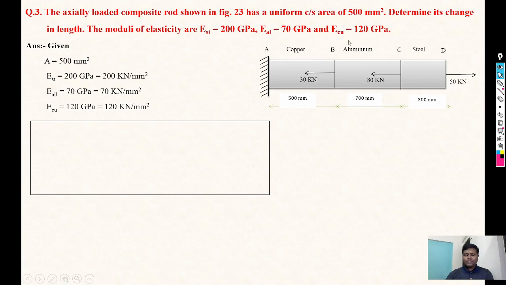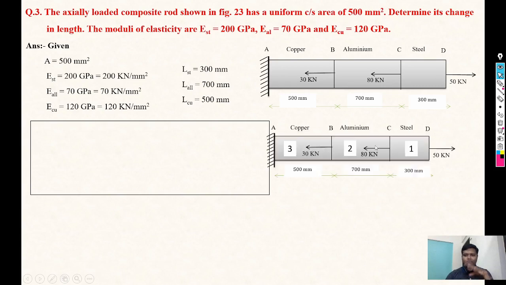Cross sectional area is uniform, as our title is uniform cross section, so the area is the same throughout the bar, but the moduli of elasticity are different. For steel it's 200, aluminum 70, and copper 120. Gigapascal, so we can directly consider kilonewton per mm square. The lengths are again different. Length of copper is 500 mm, length of aluminum 700, and length of steel is 300 mm.